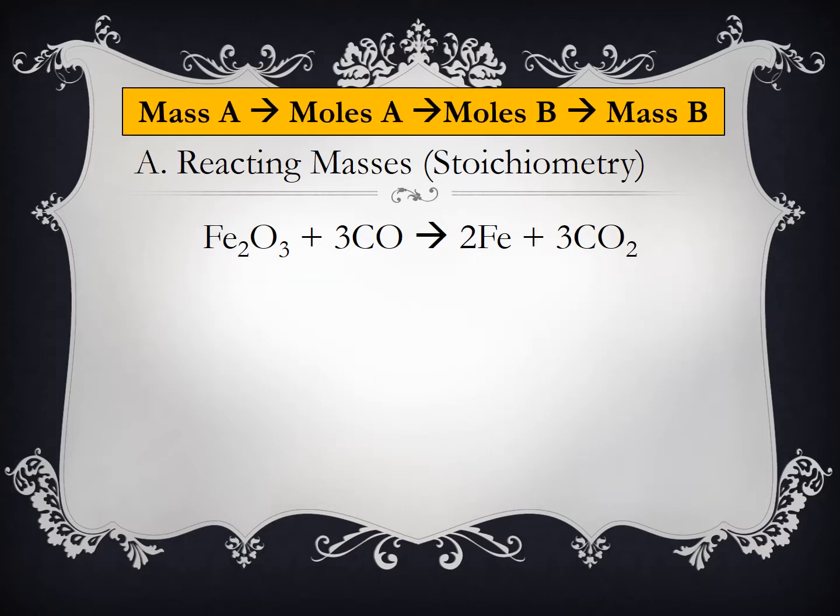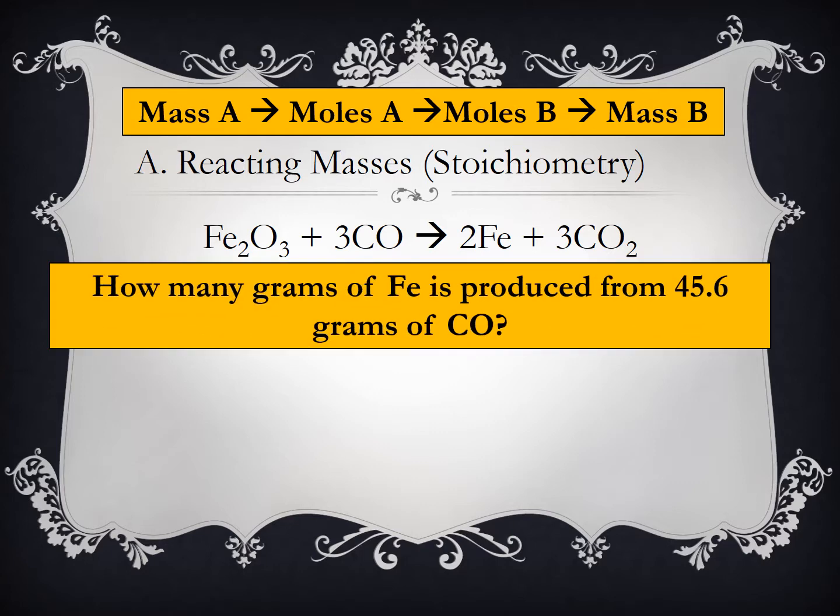All right, the biggie: mass of A to moles of A to moles of B to mass of B. Mass is going to be molar mass. Moles is going to be the coefficient. So we have 45.6 grams of CO. We want to know how much iron is going to be produced. So our given is 45.6.